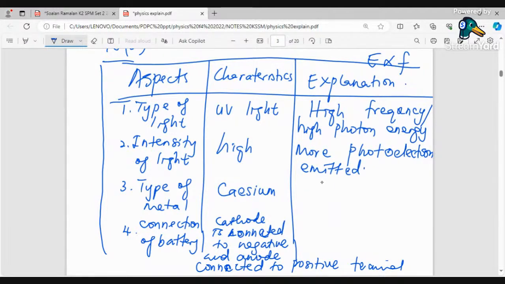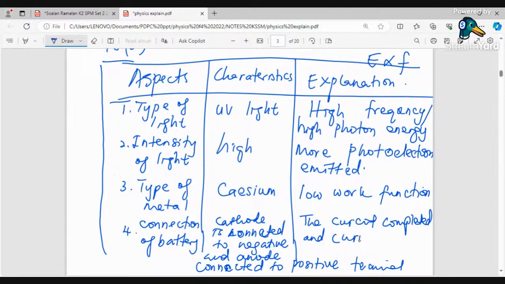And then we use calcium. Kenapa? Because low work function. Kalau you tengok table bandingkan lithium dengan calcium. Kalau dia low work function, maksudnya photoelectric effect also is easier to occur. Okay, type of metal tadi calcium kita letak dah. Okay, connection tadi. Okay, tujuan kenapa connected? The circuit completed and current flow in the circuit.